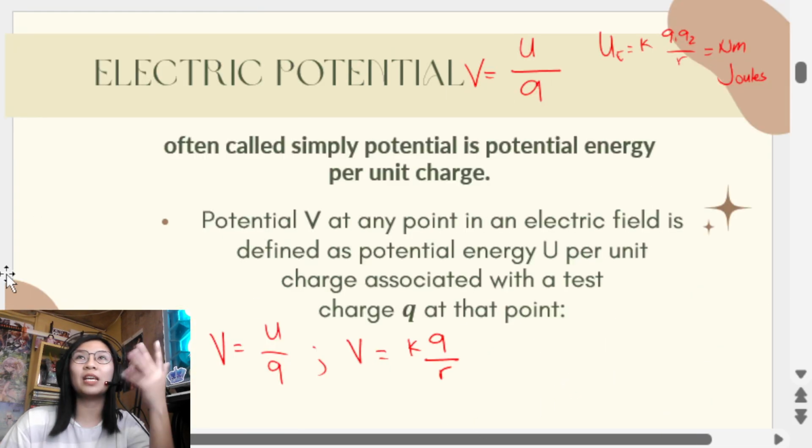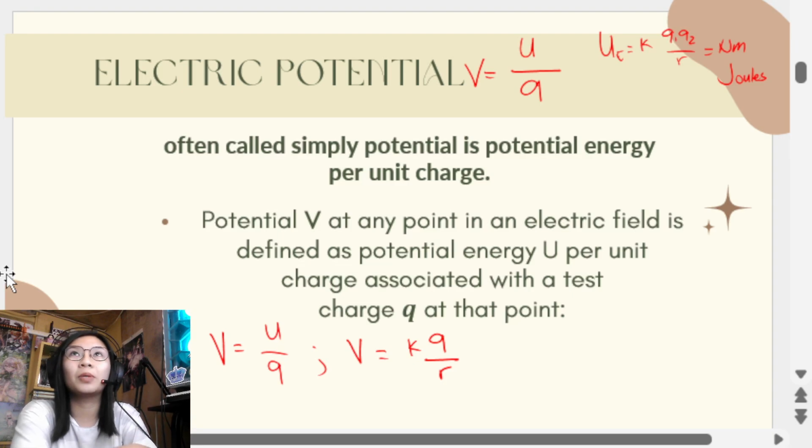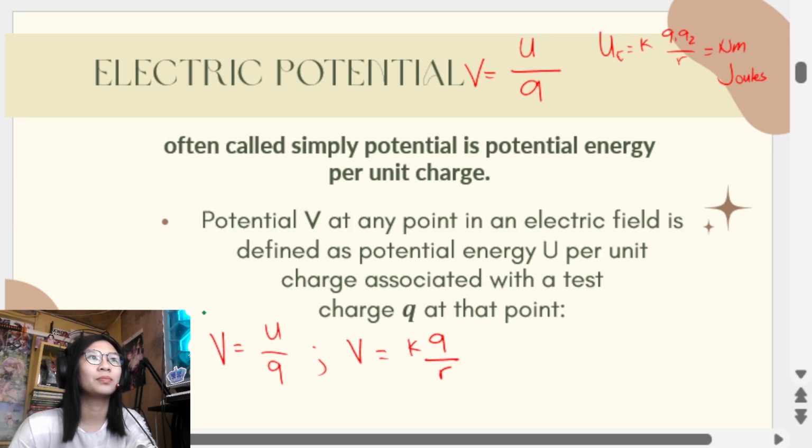Now, electric potential energy is different from electric potential. Electric potential, or what we call potential, is potential energy per unit charge. So how much energy it can garner or store per charge. Note the symbol for electric potential is V. See here? That is V.